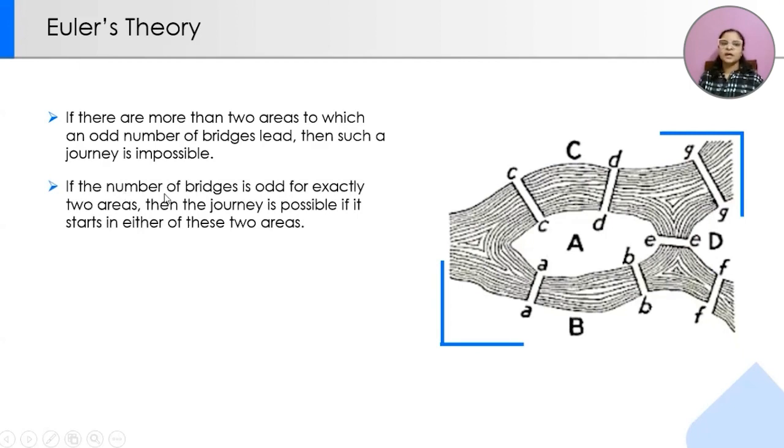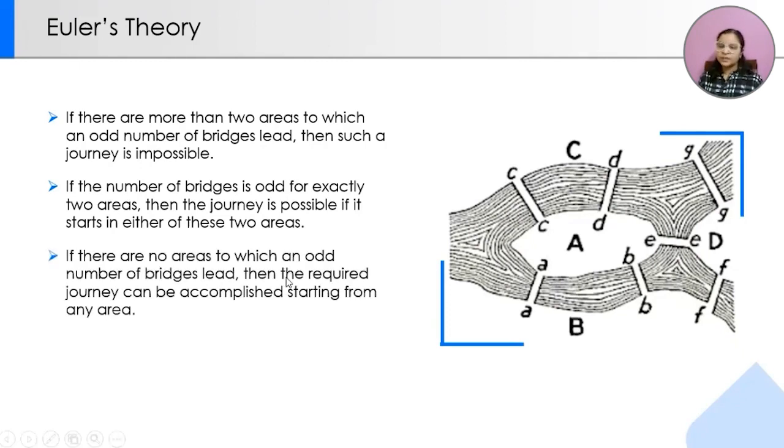His second point was, if the number of bridges is odd for exactly 2 areas, then the journey is possible if it starts in either of those two areas. What his second point meant was that the land masses should be exactly two, not more than two, and it should be connected with an odd number of bridges. That is, the bridges can be one or three or five or seven and so on. But the land masses should be exactly two, not more than two. Then the journey is possible if it starts in either of these two areas. And you need to start that journey in either of those two land masses which are connected by the bridges.